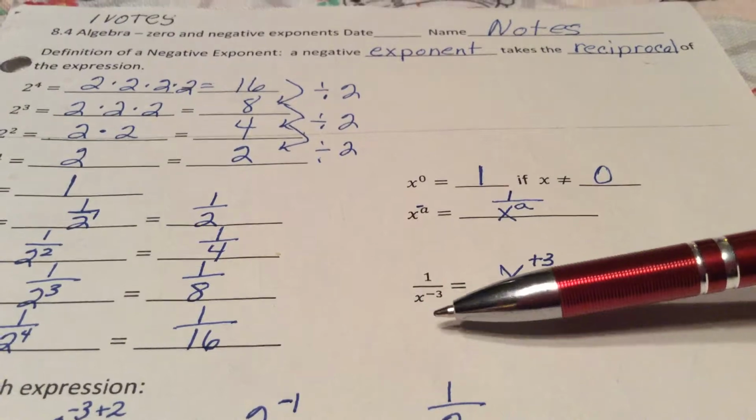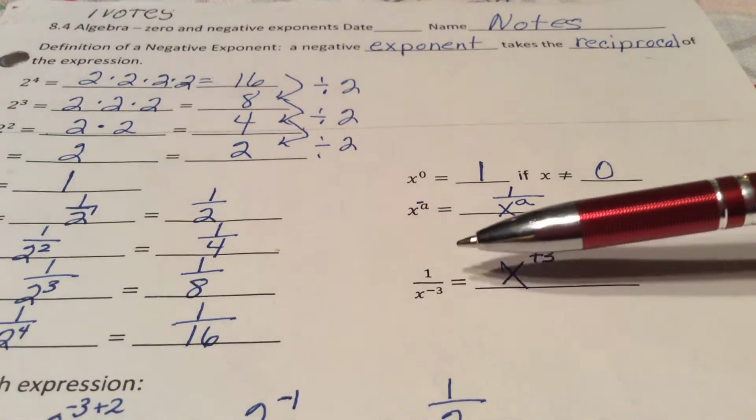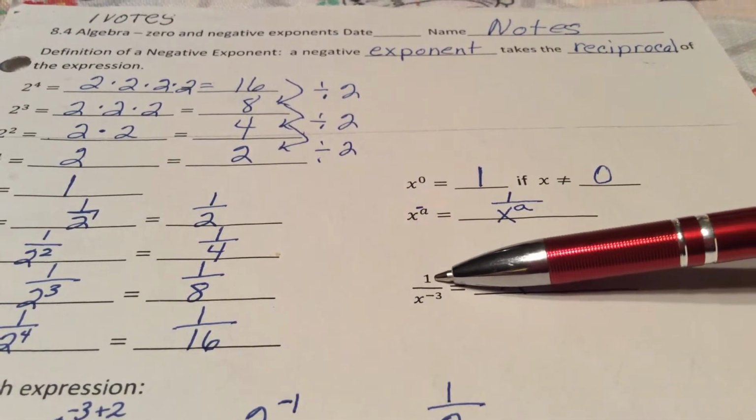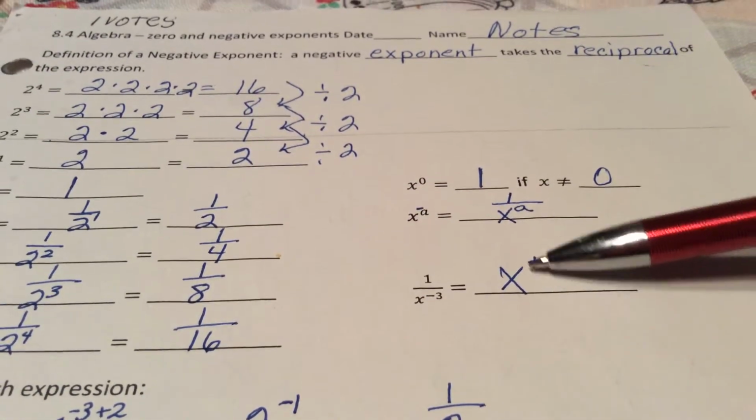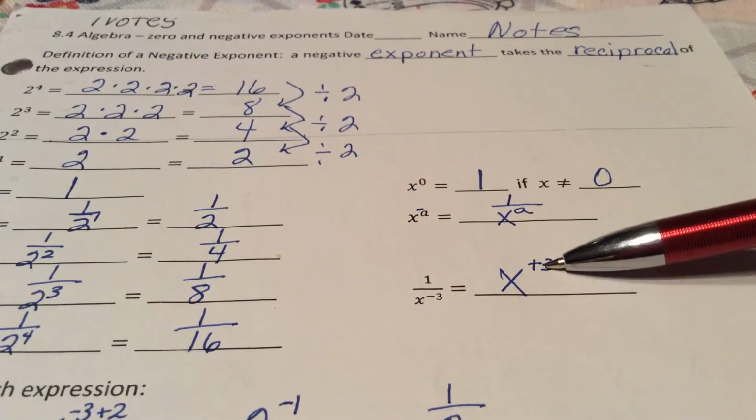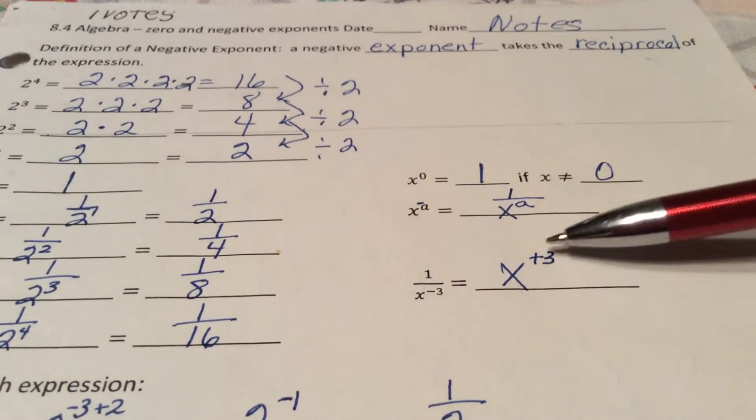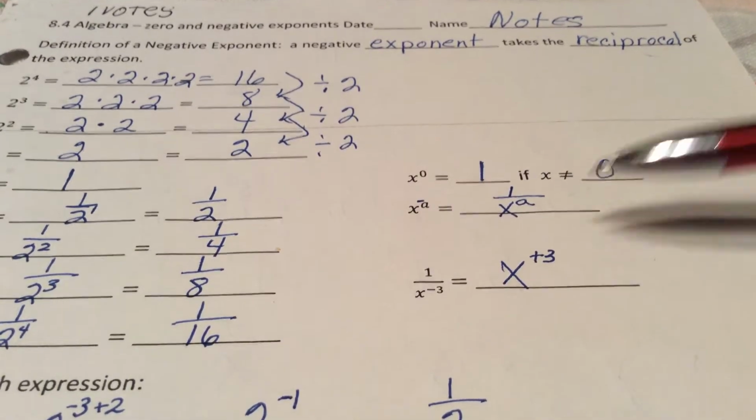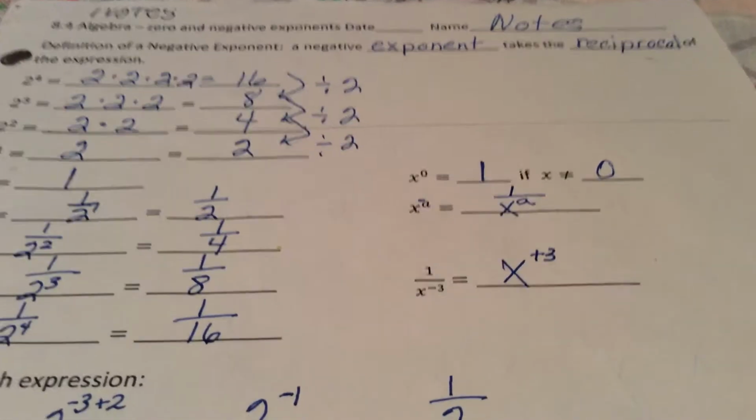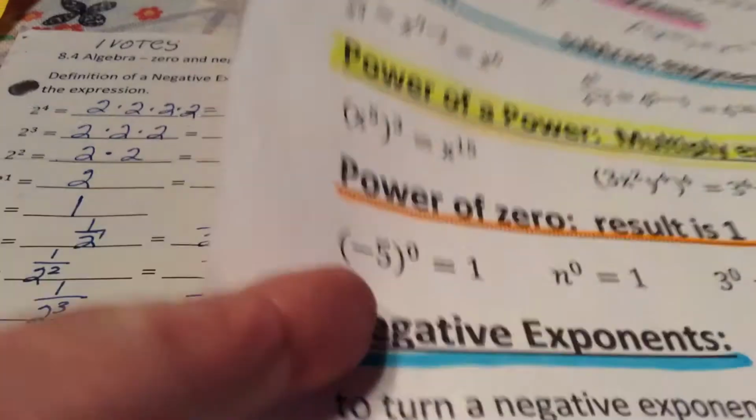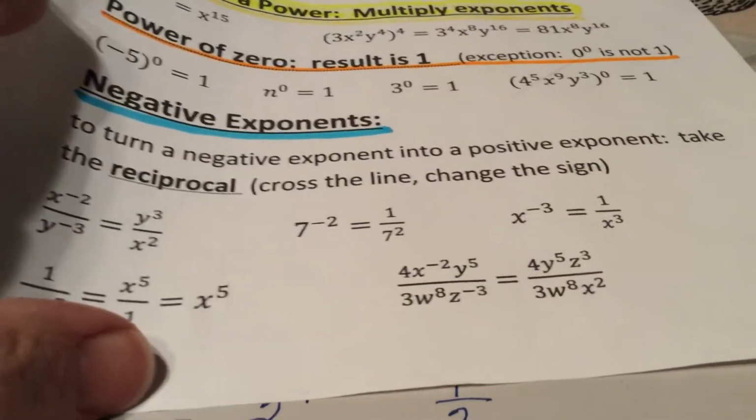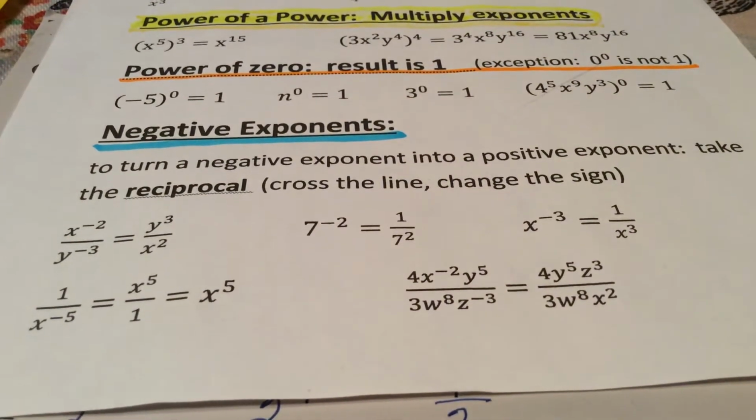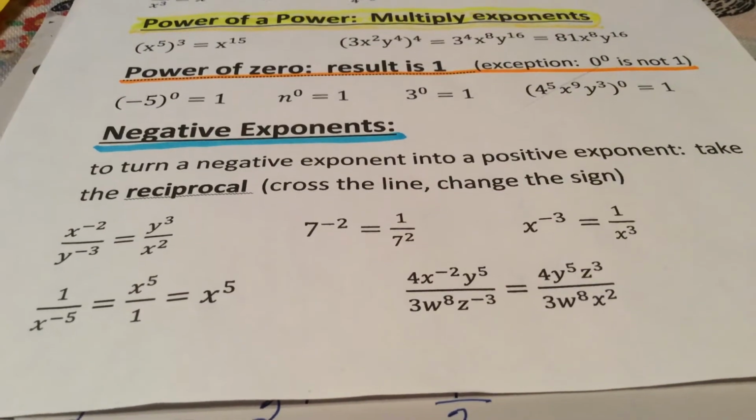Now, when we take the reciprocal of this, a reciprocal takes this and puts it on top, this and puts it on the bottom. So when we take this, we're going to get x to the positive 3 power over 1, which is x to the positive 3 power. Now, if you look at what this says, to turn a negative exponent into a positive exponent, you take the reciprocal. It says cross the line and change the sign.